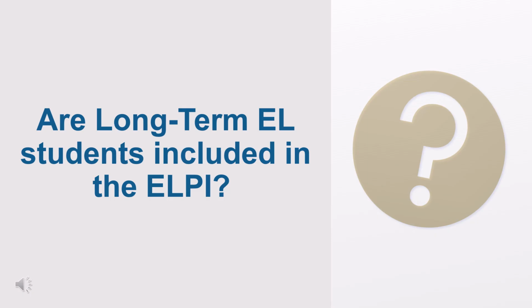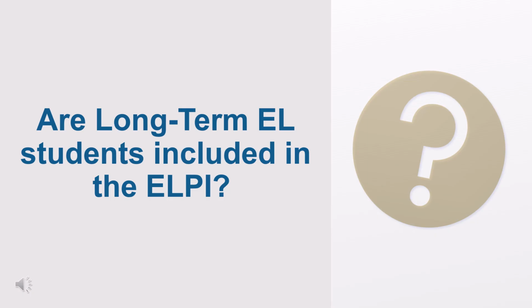Are long-term English learner, or LTEL, students included in the LP? Yes. In the past, the LP had only one student group, the English learner student group. However, beginning with the 2024 dashboard, California has added its 14th student group, the LTEL student group. As a result, the LTEL student group will receive an LP status, change, and overall performance level if the LTEL student group meets the minimum N size.